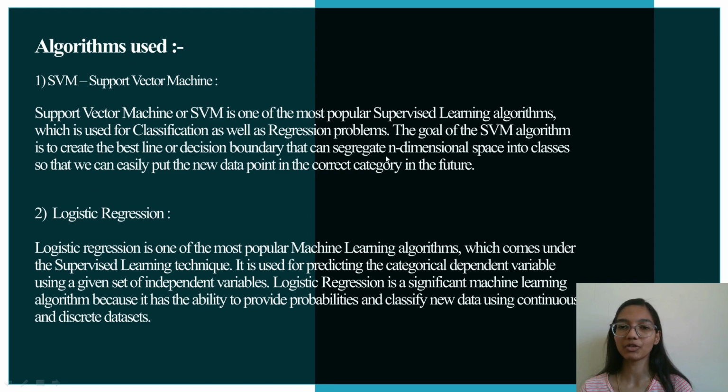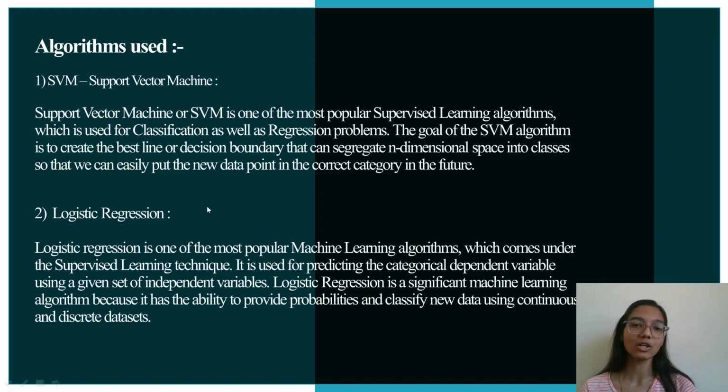The goal of the SVM algorithm is to create the best line or decision boundary that can segregate n-dimensional space into classes, so that we can easily put the new data point in the correct category in the future. SVM is the most effective algorithm to classify. So I've used the SVM algorithm. I'll demonstrate how I have trained the model using the SVM algorithm.